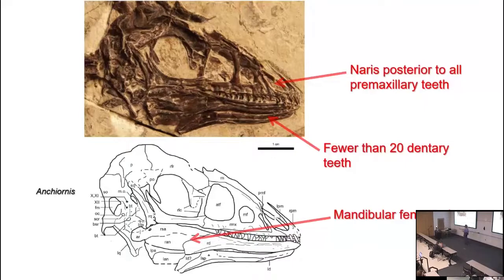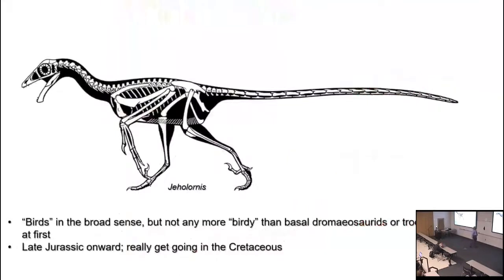We will see openings in the lower jaw evolve in at least one group of primitive avialian. I'm trying to say avialian and not bird. But that seems to be convergent. It does not seem to be homologous to a true mandibular fenestra. So, when we're in this part of the tree, we might say they're birds in a broad sense, but they're really not any more birdy than Dromaeosaurids or Troodontids, at least at first. It takes a while for them to be unquestionably birdy.